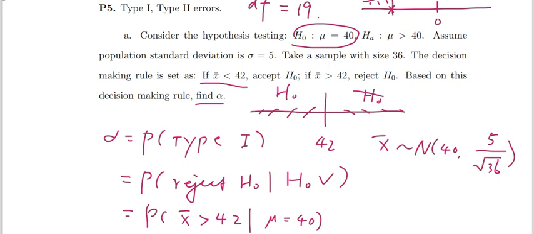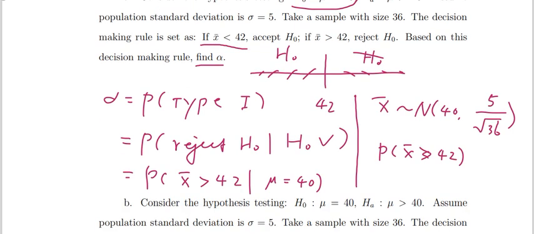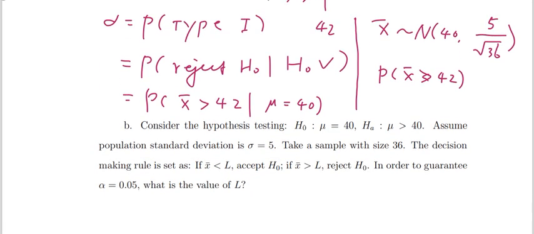Okay, so x bar follows this normal distribution. We want to find this probability, x bar larger than 42. So such a probability is easy, right?